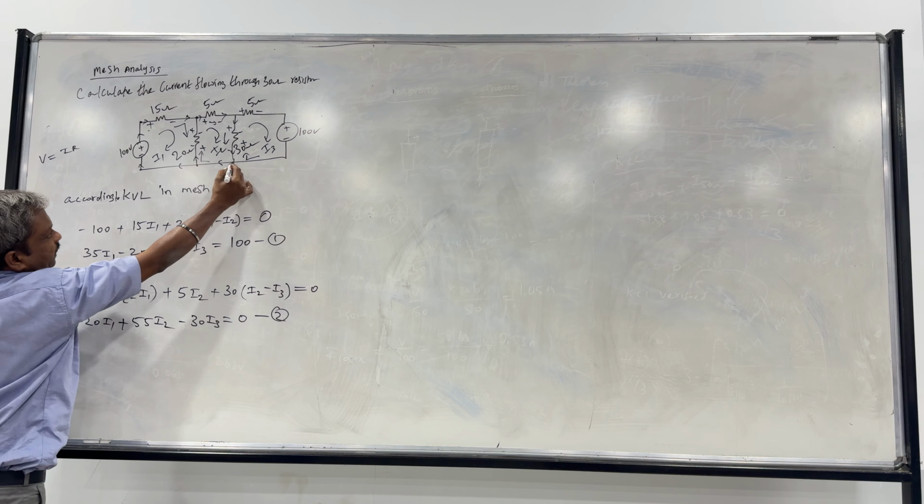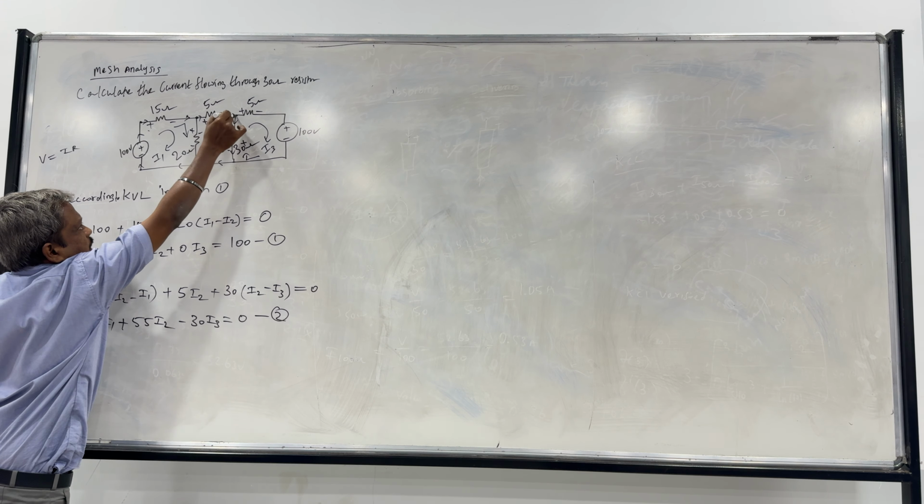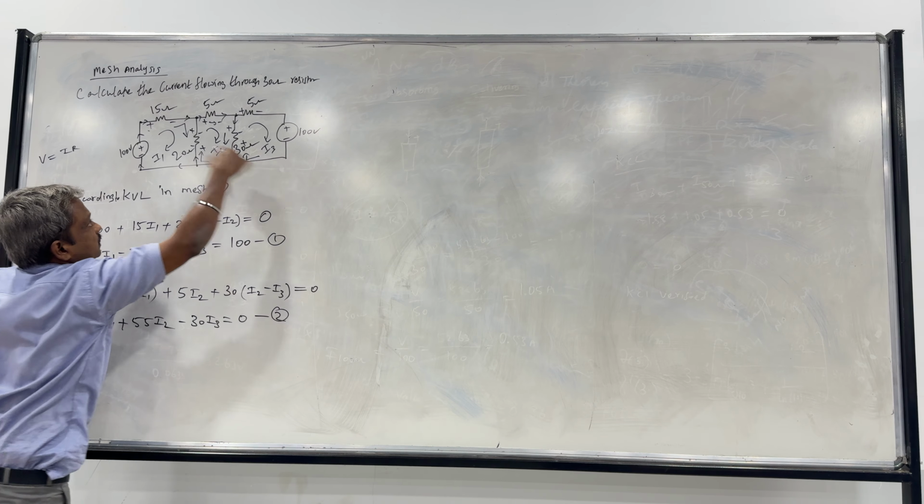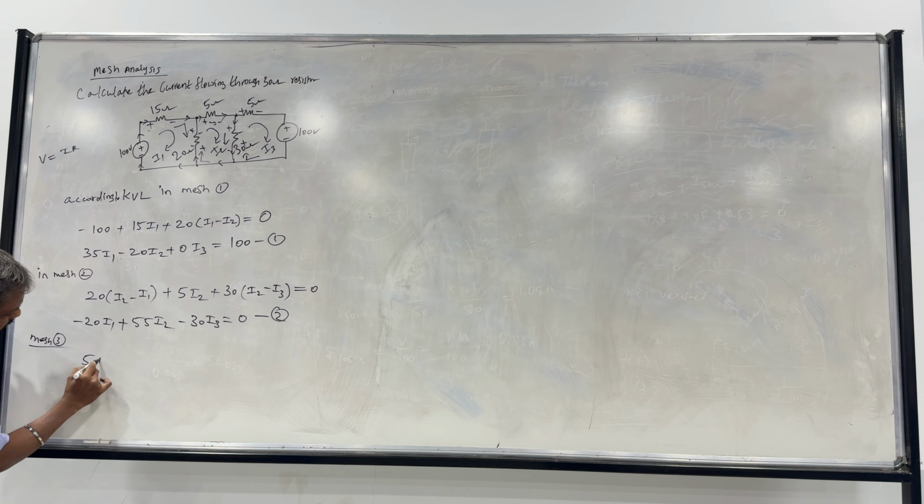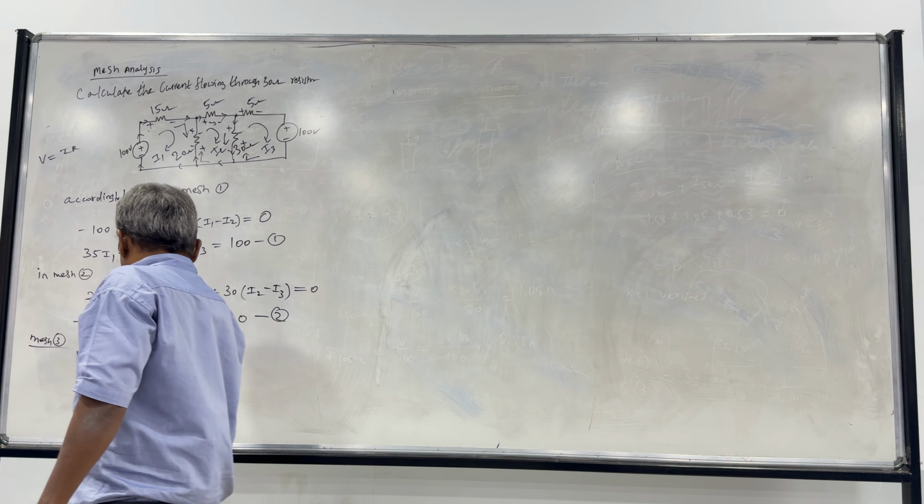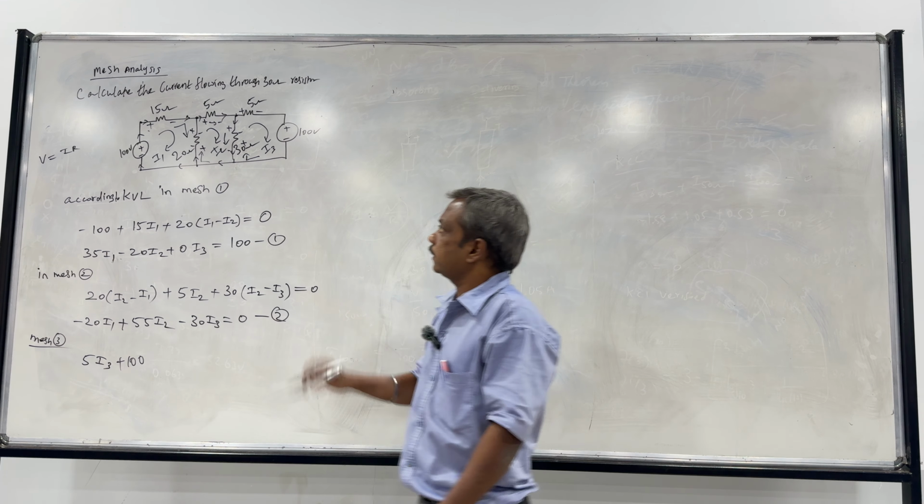I am starting from here. You may start anywhere, pa. You may start here also. I am starting now here. For example, now I am starting from here. I am consolidating 5 I3. Any doubt? And I am seeing positive sign here. Positive potential is directly given, so I am writing 100 directly.